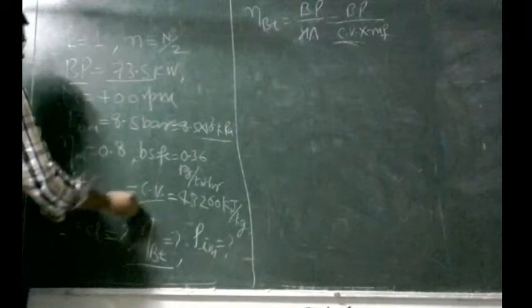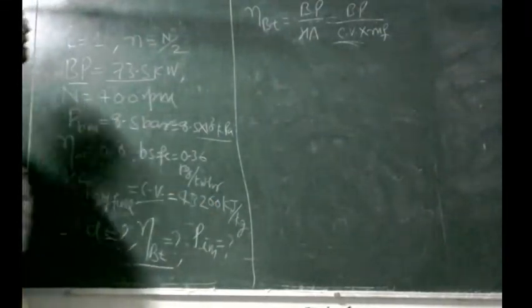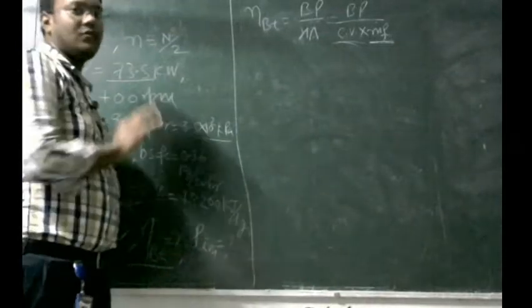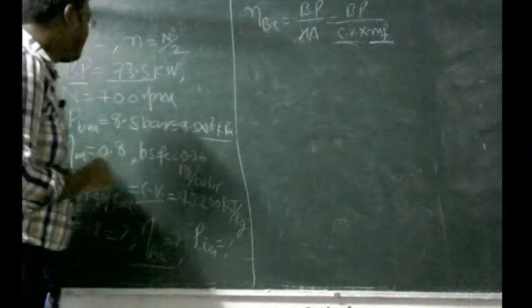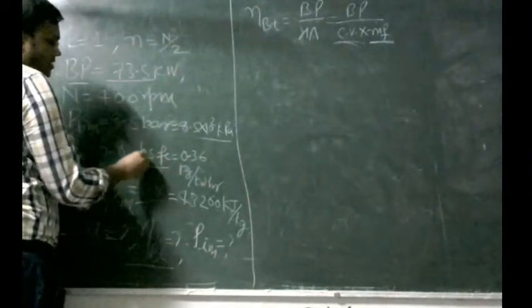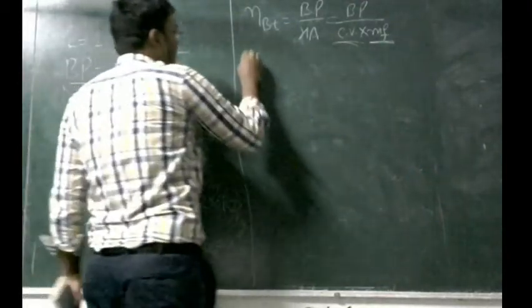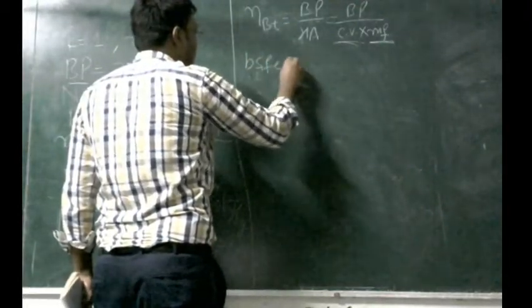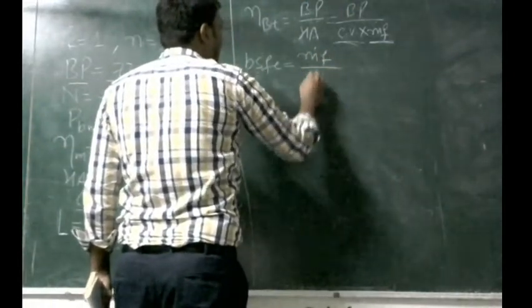Now calorific value is given in the question. We know the value of calorific value is 42,260. But mass flow rate of fuel is not given in the question. We have to find the mass flow rate of fuel. For that, BSFC, brake specific fuel consumption, is given in the question. And we know the formula: brake specific fuel consumption is equal to m dot f, the mass flow rate of fuel, divided by brake power.